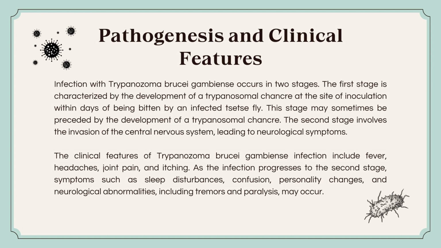The clinical features of Trypanosoma brucei gambiense infection include fever, headaches, joint pain, and itching. As the infection progresses to the second stage, symptoms such as sleep disturbance, confusion, personality changes, and neurological abnormalities including tremors and paralysis may occur.